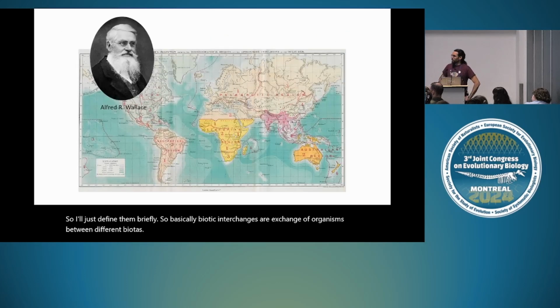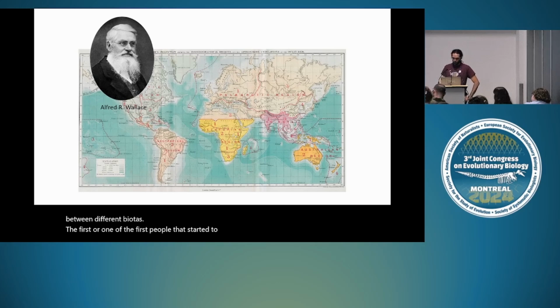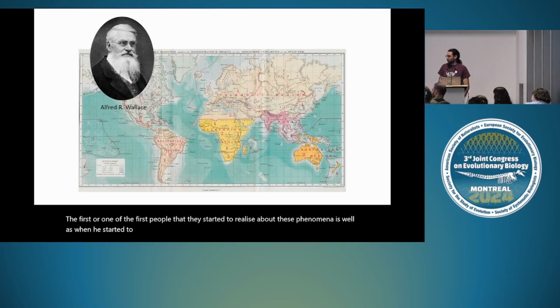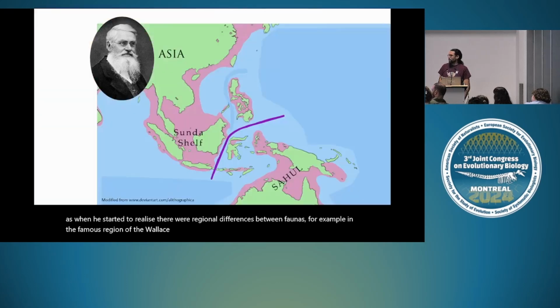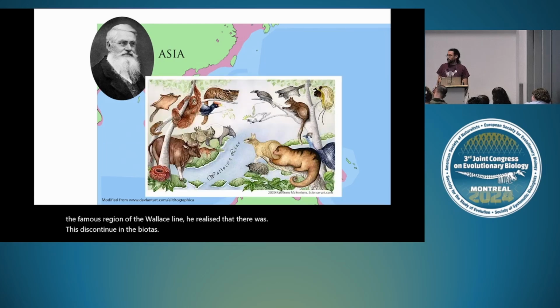The first, or one of the first people that started to realize about this phenomenon is Wallace, when he started to realize there were regional differences between faunas. And for example, in the famous region of the Wallace line, he realized that there was this continuum in the biotas, which very different taxa across this particular boundary that we know as the Wallace line.